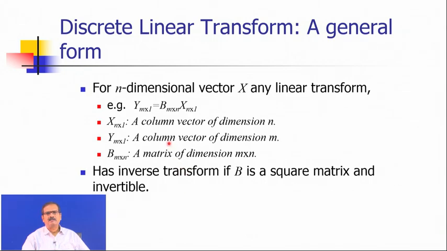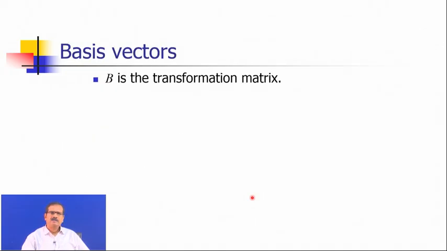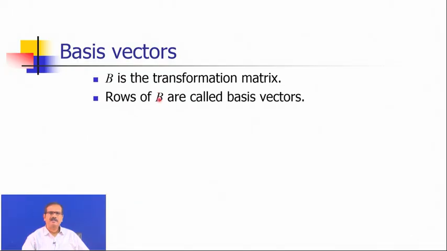And this transform has an inverse when this matrix, which is called say the transformation matrix B, is a square matrix and also invertible. So, one of the interesting facts about this transformation matrix that we can note is that the rows of this transformation matrix form the basis vectors. This is the analogy with respect to the basis functions, because instead of the inner product between two functions, we have here the inner product of two vectors, which is equivalent to the dot product of two vectors.